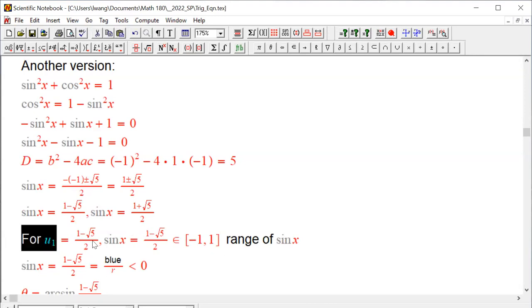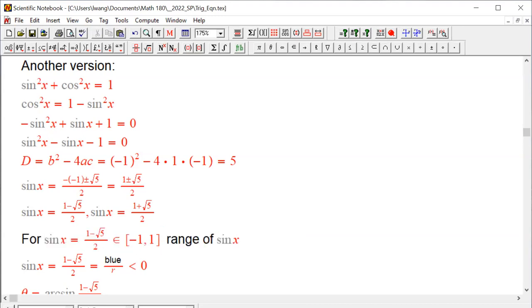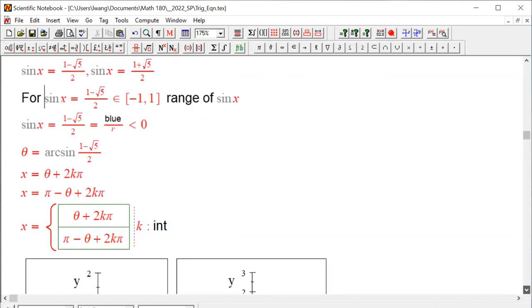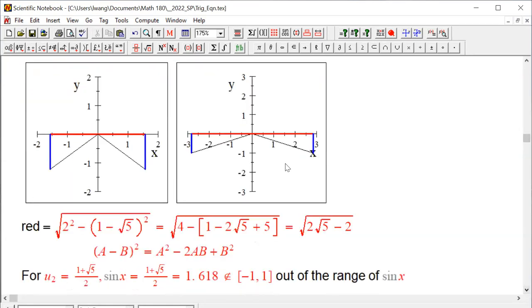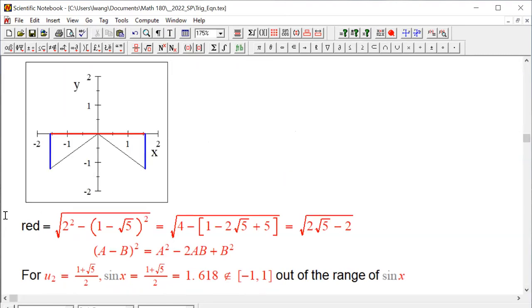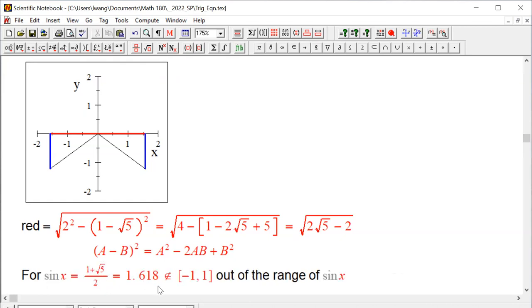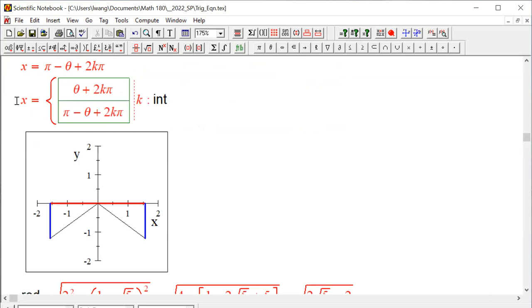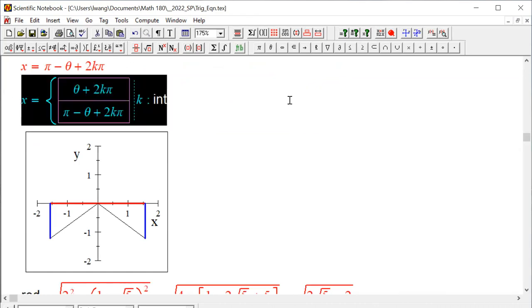Then you just do one by one. You remove the u1, and you get your solution. And for u2, you can remove that, and then you say, hey, there's no solution because it's outside the range. Outside the range, that's it, no solution. So finally the solution is just this.